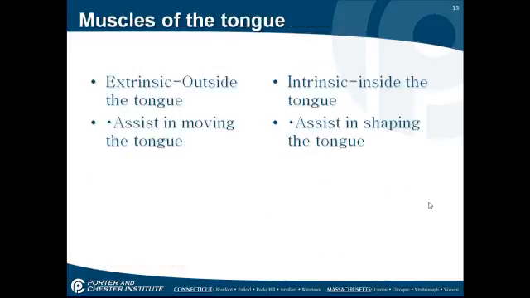Then we have the muscles of the tongue. The extrinsic, which means outside the tongue, assists in moving the tongue. Then we have the intrinsic, or inside the tongue. This assists in shaping the tongue.